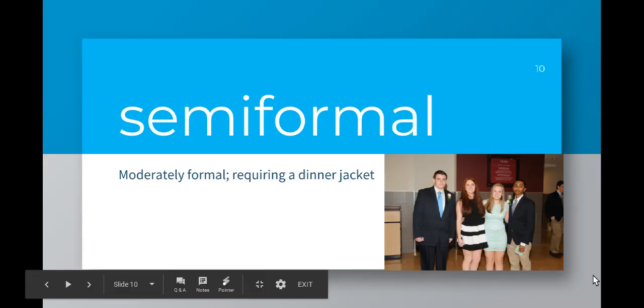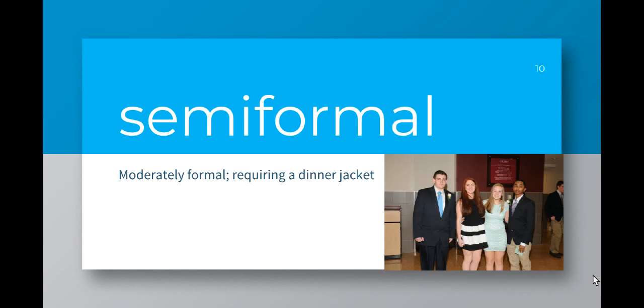Semi-formal, this means moderately formal. Typically for men, it means requiring a dinner jacket, like a suit jacket. So on semi-formal, go ahead and write what you would wear to a semi-formal event.